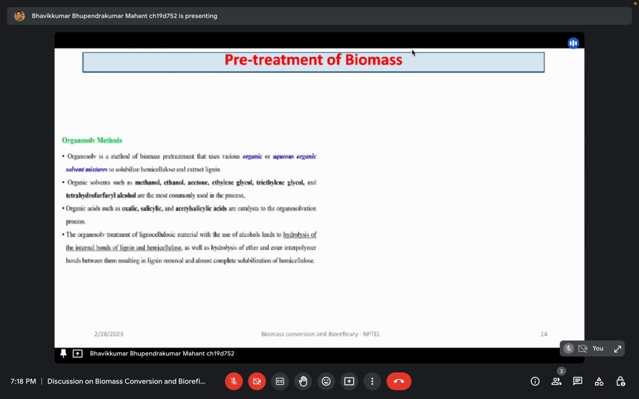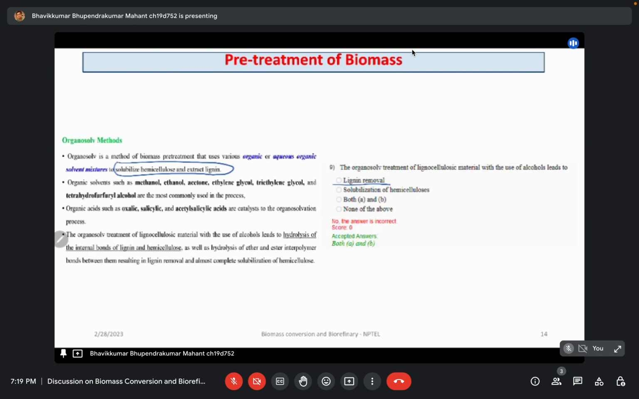Then organosolv methods, where we use organic solvents, or a mixture of organic and aqueous solvents, and in that we do the same hydrolysis process where the internal bonds of lignin and cellulose get broken, and you can easily separate both of them from the cellulose. The question asked was, the organosolv treatment of the lignocellulosic material with the use of alcohol leads to. First, the lignin can get removed, and at the same time hemicellulose gets solubilized. So you can just refer to this sentence: solubilize hemicellulose and extract lignin. This is the answer for this particular question.